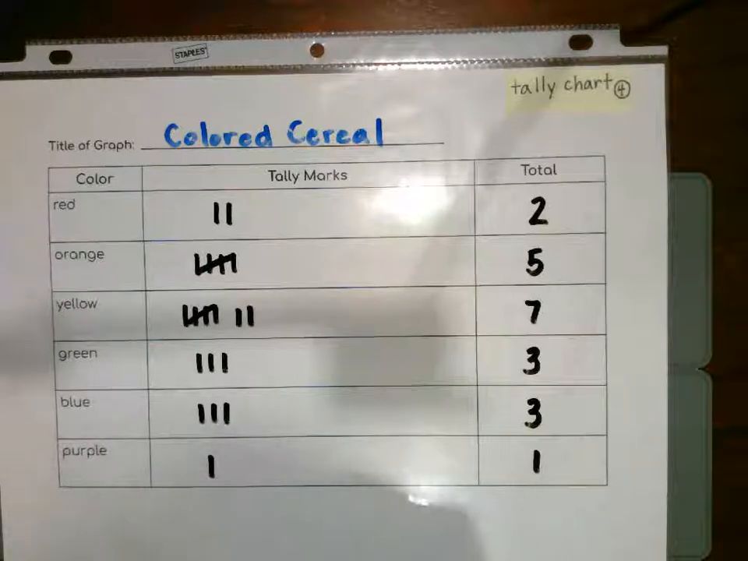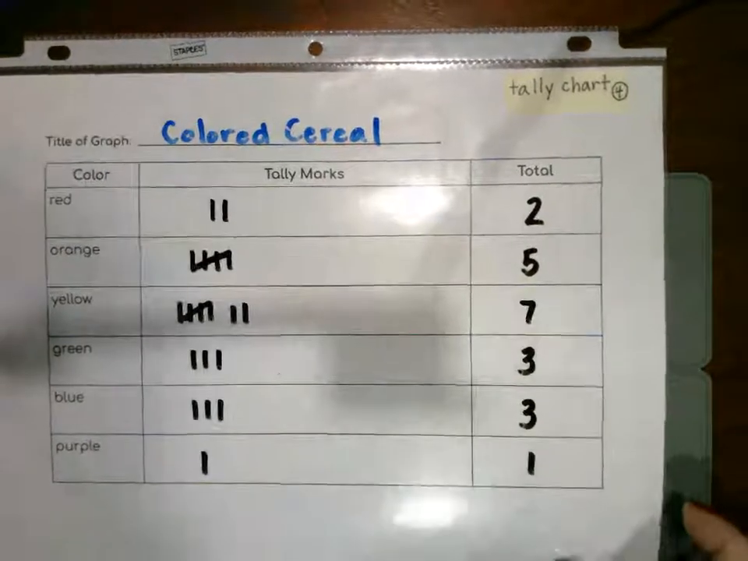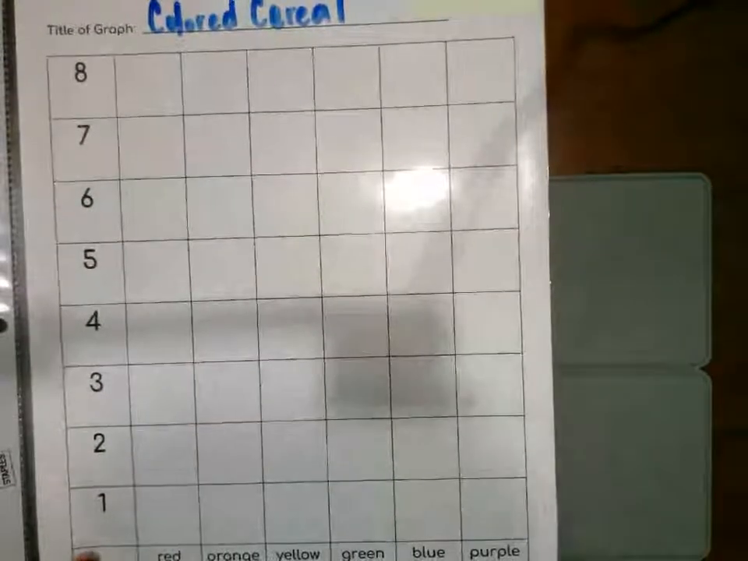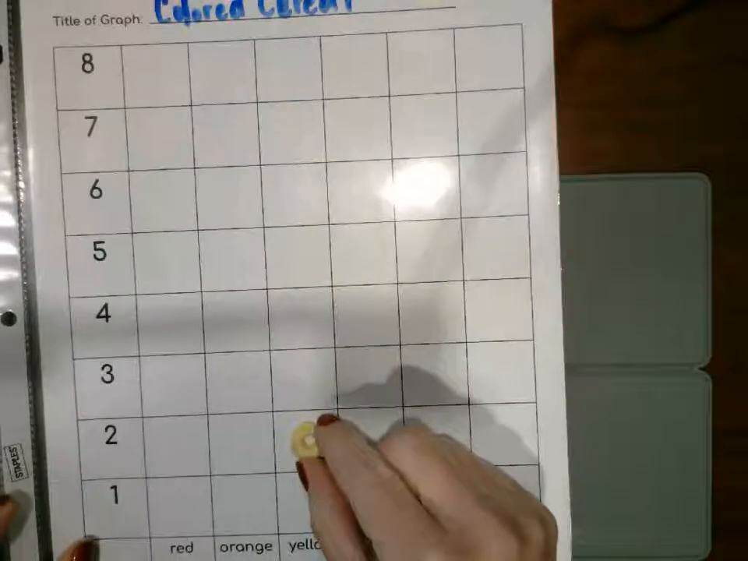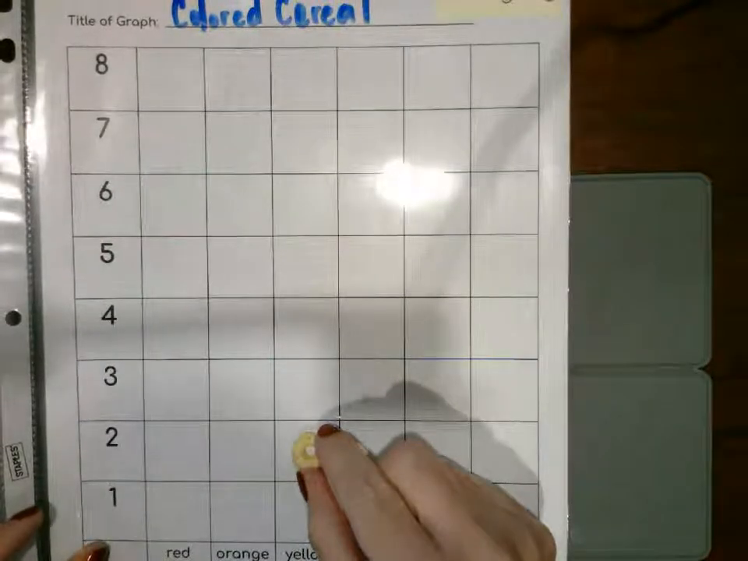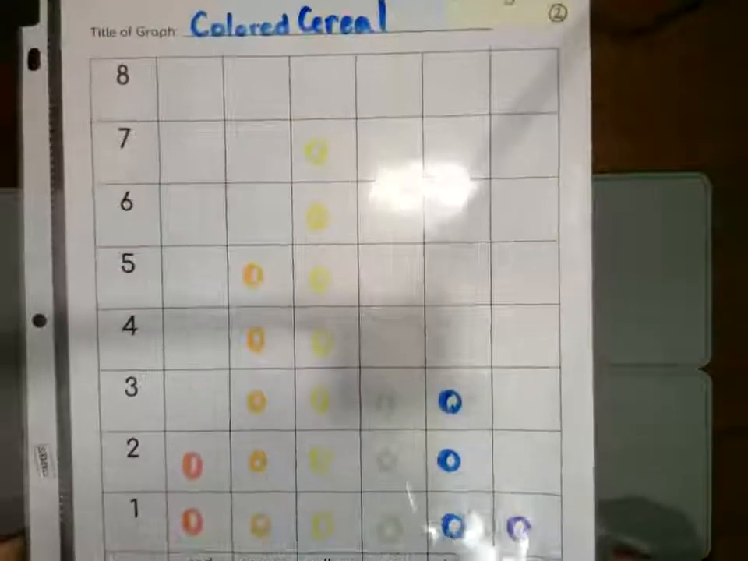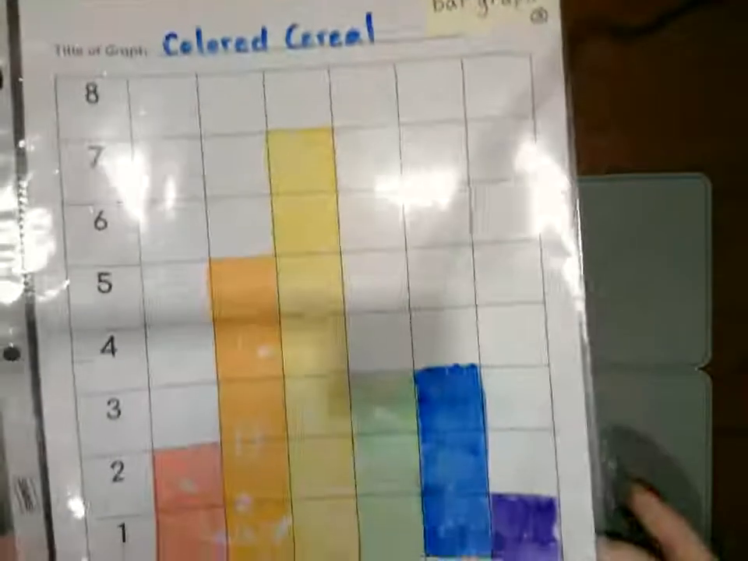So those are our different types of graph. Let me remind you, we have the concrete graph, and that's where we had our actual objects on there, whether it be cereal or toys or something else. We have a pictograph, very similar, but instead of the objects, we put the pictures. We have a bar graph, where we use bars to represent our data. And then we have tally charts.